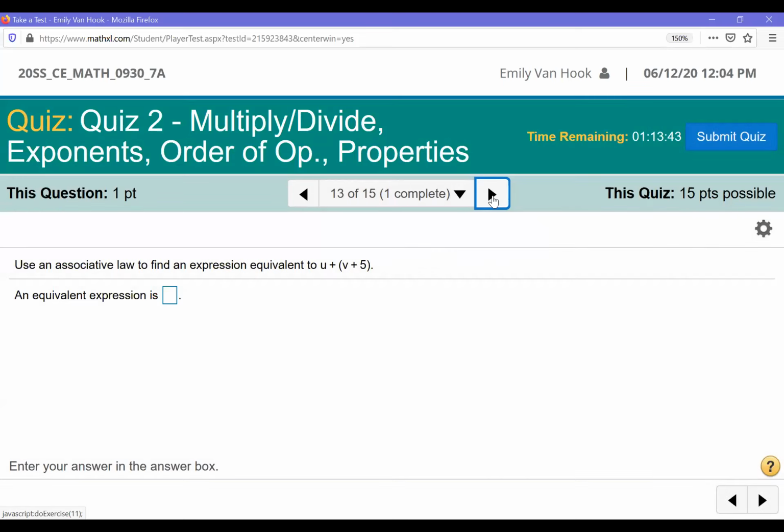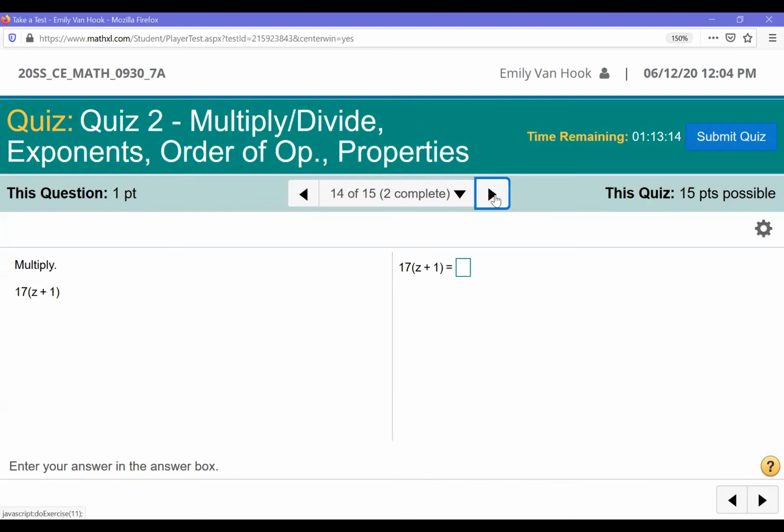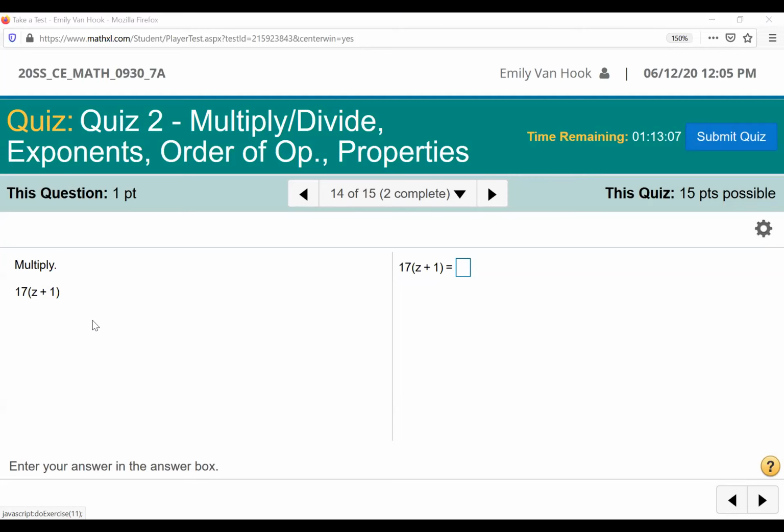That's number 12. Here's number 13, associative law, u plus parentheses v plus 5. So I still want to write u plus v plus 5, but instead of the parentheses around the v plus 5, I want them shifted over to be around the u plus v. So I will type parentheses u plus v, oops, and then plus 5. So I did u plus v in parentheses plus 5. Number 14, okay, here we are distributing. So multiply 17 parentheses z plus 1. So I'm going to distribute the 17 times z plus 17 times 1. That's really just 17z plus 17. So that's what I will type in my answer there.